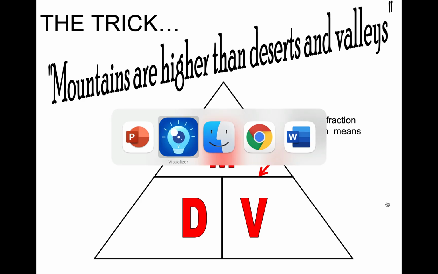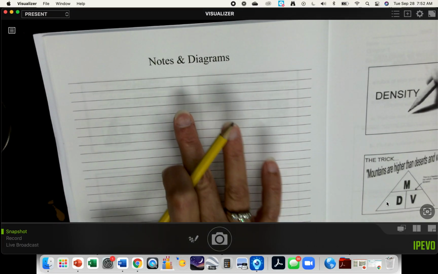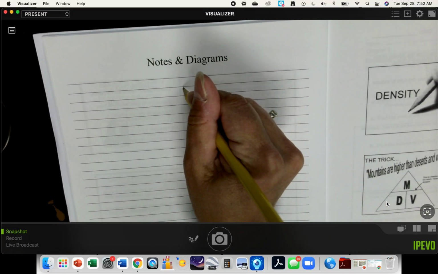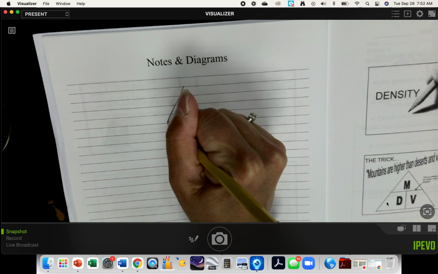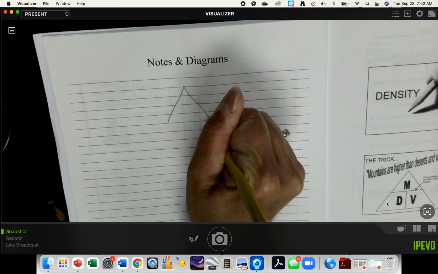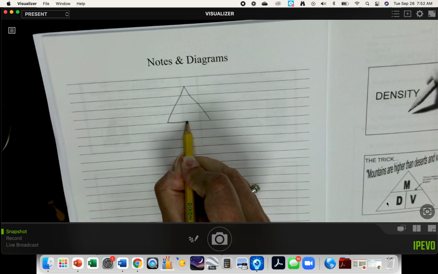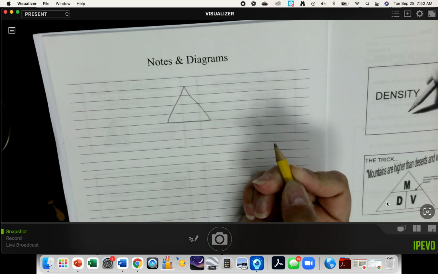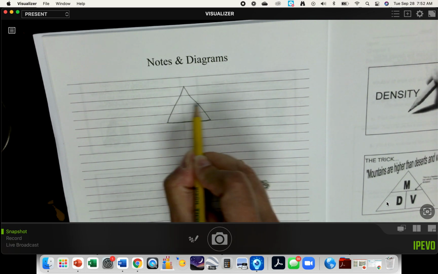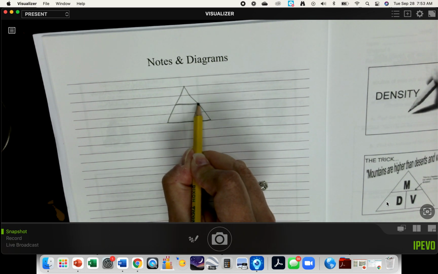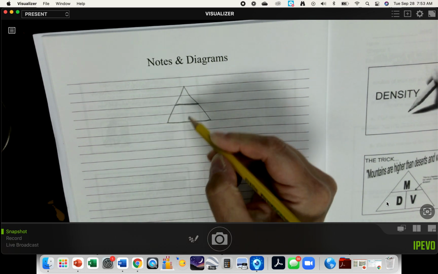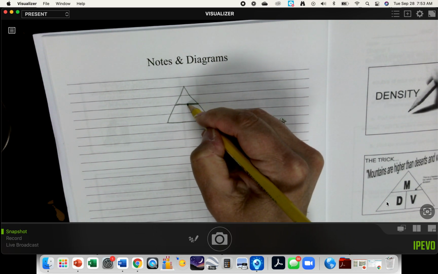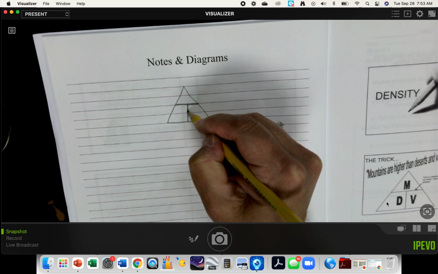So I'm going to go back to this page. On this notes and diagrams page, I'd like you to draw a triangle that's 4 lines high. It doesn't need to be super huge. You're just going to draw a triangle that is 4 lines high, right? And then we're going to divide the triangle horizontally in the middle here. Draw a line. And then we're going to divide this bottom half vertically. So we're going to draw a line vertically.